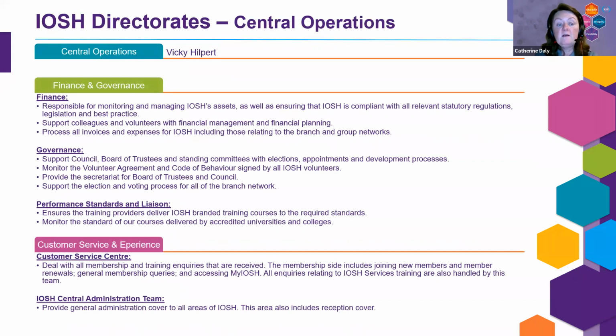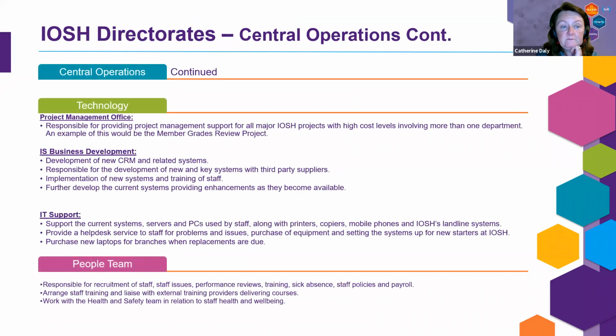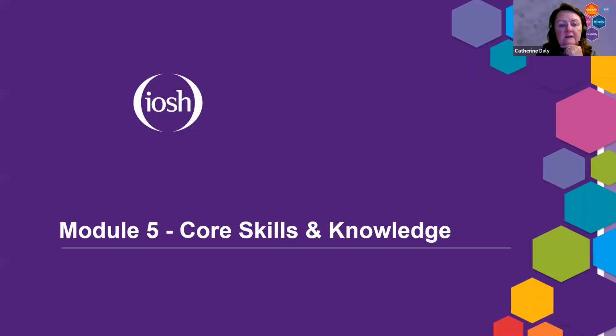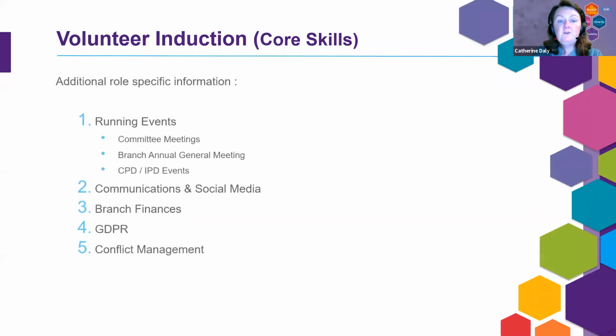Then these ones here: governance comes under finance, and they come together, and then customer services as well, which is another big part of it, and a central admin function. Obviously, we have technology, and if you are one of the ones who has an IOSH laptop, this is the team where those people would come from, and we have a people team, or the HR function. As I say, I know I'm speeding through lots of these things, but the idea is to give you a flavor so that you can go back at another stage and have a look at some of these in your own time.